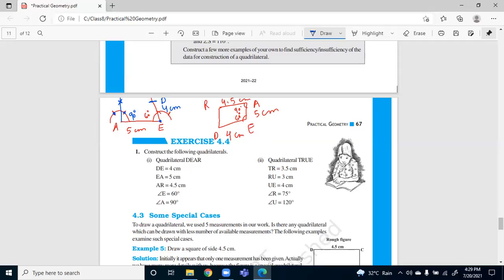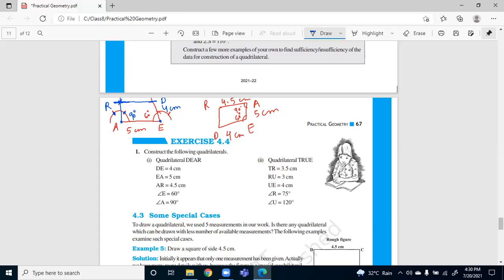Now 90 degree. So this is AR, this is 4.5 centimeters. So I am measuring 4.5 centimeter on the compass with the help of ruler, and I will be putting needle of compass at point A and will be cutting this 90 degree at 4.5 centimeter. And I will name it R. Now my work is done. Now I know R, I know D. Now I will be joining this R and D. So this will make the quadrilateral DEAR.